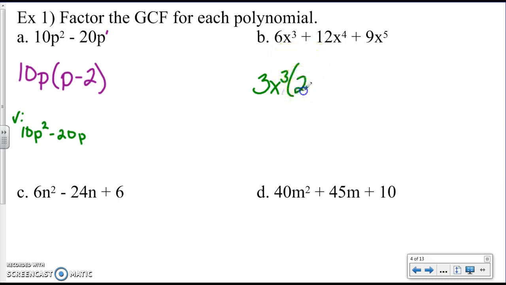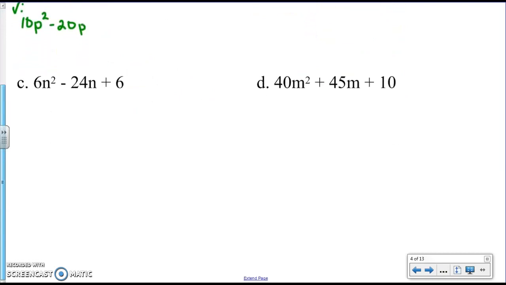6 divided by 3 is 2. I had 3 x's, but I took 3 out, so I don't have any left. For the next term, 12 divided by 3 is 4. I had 4 x's, and I took 3 out, so I have 1 left. And for the last term, 9 divided by 3 is 3, and I had 5 x's, but I took 3 out, so I have 2 left. Okay, again, to check it, all you need to do is distribute.